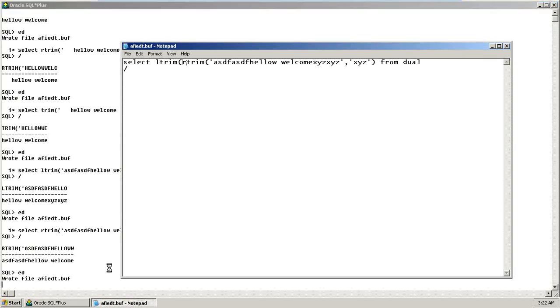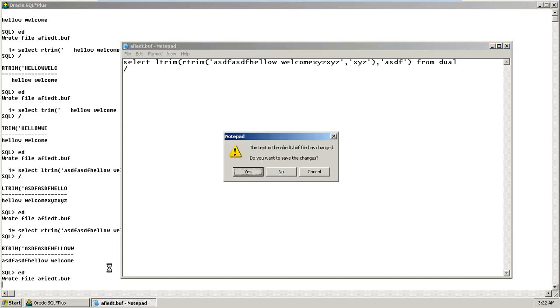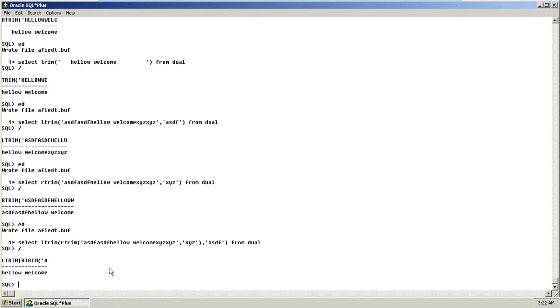LTRIM of, RTRIM of, comma, ASDF, right? Now it will eliminate both the sides. Like this, we can use this LTRIM function and RTRIM function to eliminate the unwanted characters from the string, right? And a TRIM function is very simple.